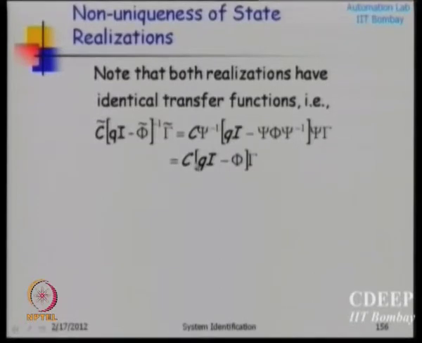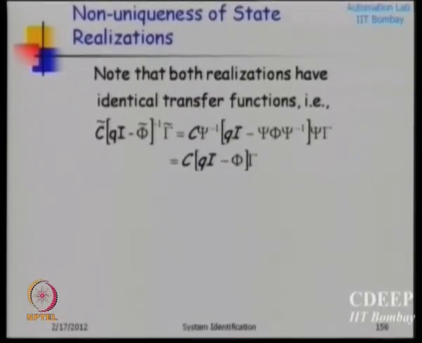You take one realization C, phi, gamma, another realization C tilde, phi tilde, gamma tilde, all of them will have the same transfer function. That you can show, because these different matrices are related through invertible transformations. If they are related through invertible transformations, you can be sure that it's a realization of the same transfer function.